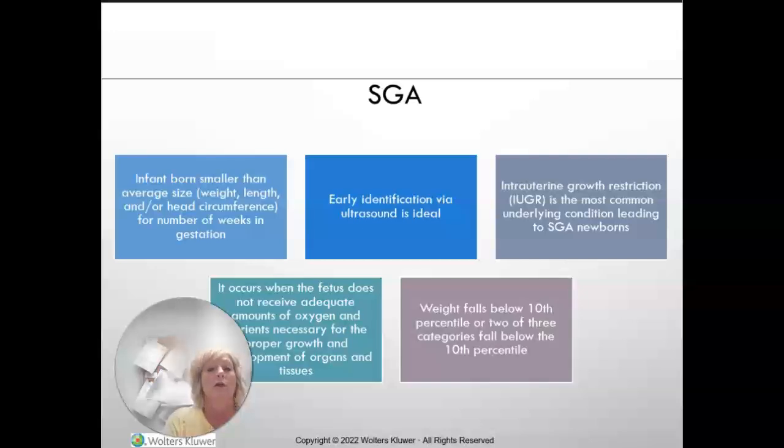So we have to figure out the intrauterine growth restriction. Why is that baby not growing? What is the underlying condition that's bringing that baby to where they are? A lot of times it happens if the baby can't receive the oxygen and nutrients necessary for proper growth and development of their organs and tissues. Sometimes that can be a placenta problem, sometimes a mom problem, sometimes a vessel problem. Lots of different things can cause small gestational age. We'll talk about those in just a minute. This is if their weight falls below the 10th percentile in 2 or 3 of the categories. That's how we determine that.